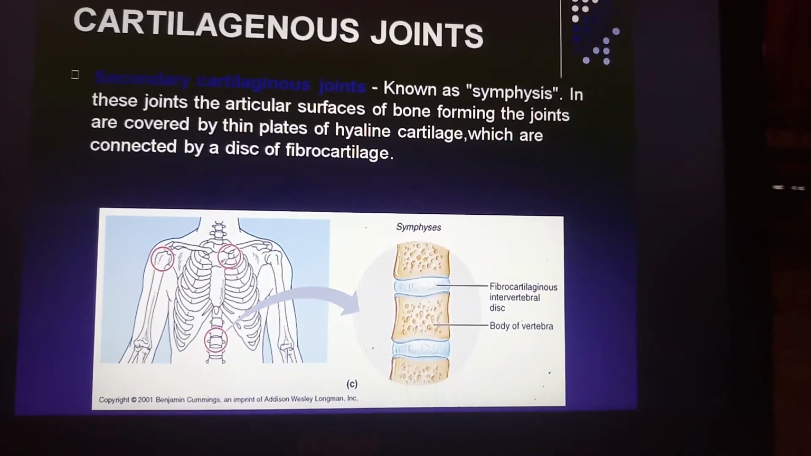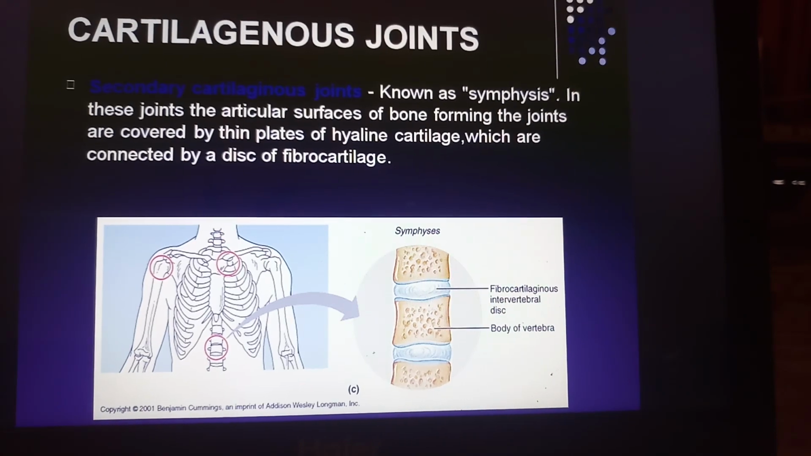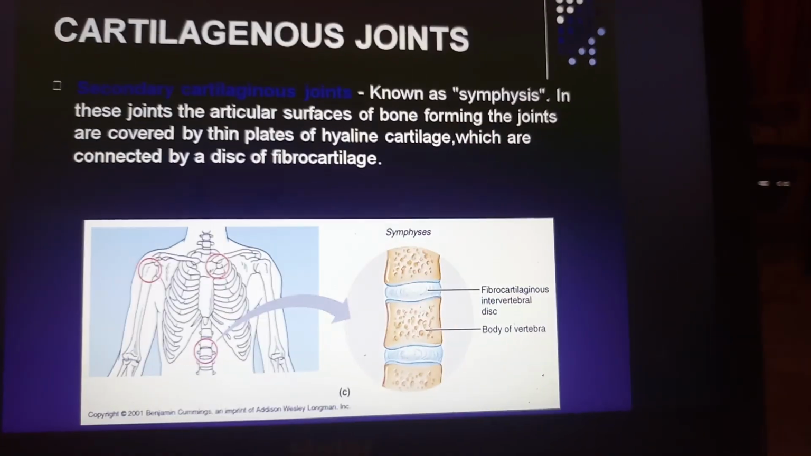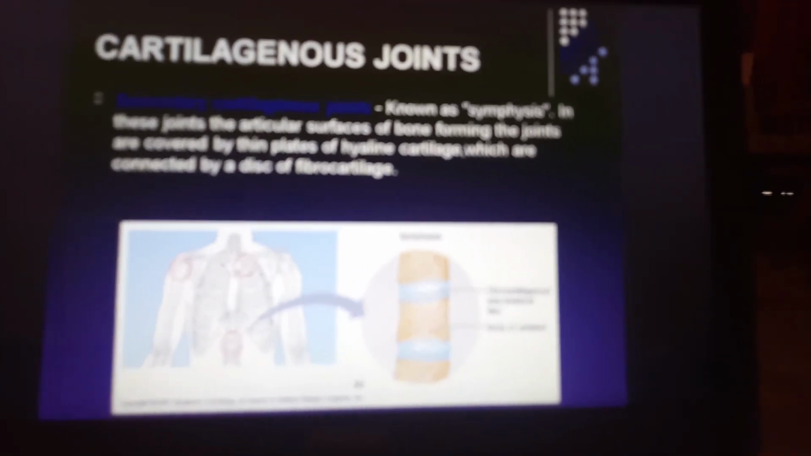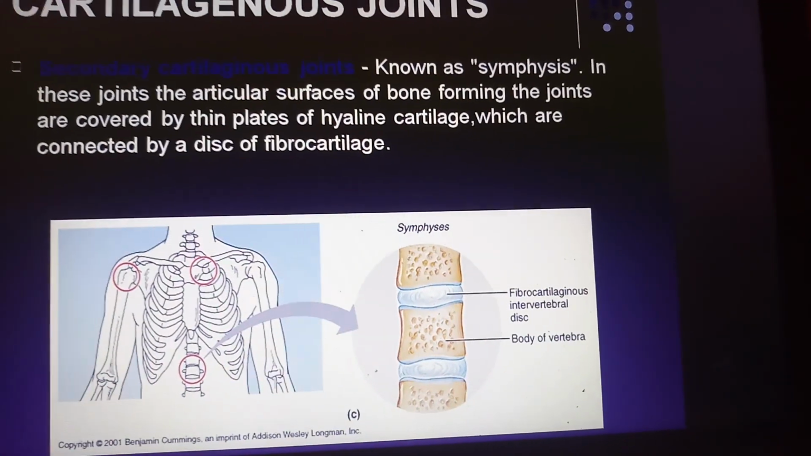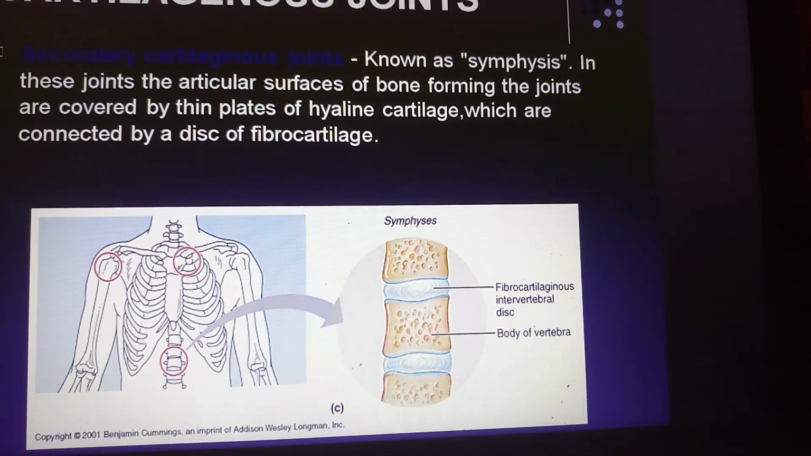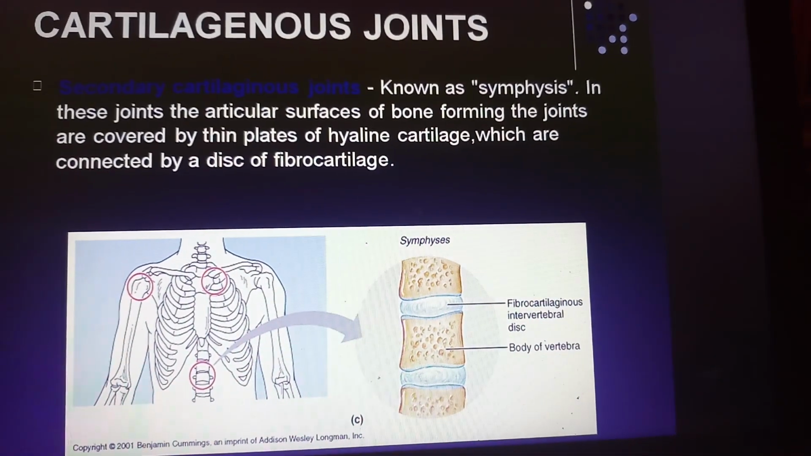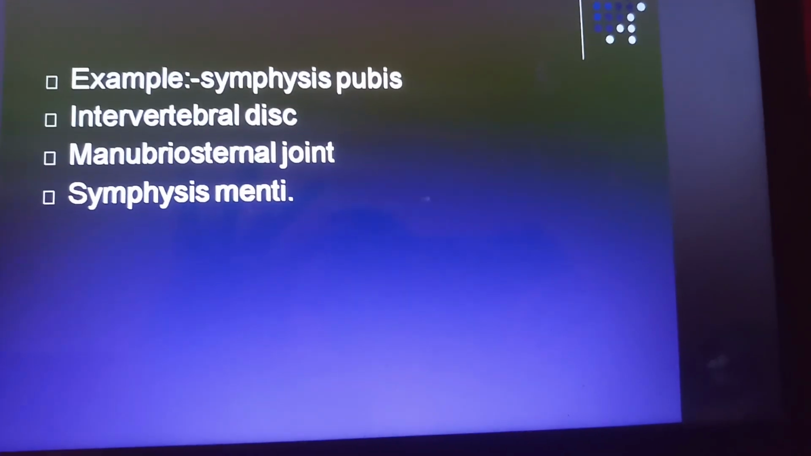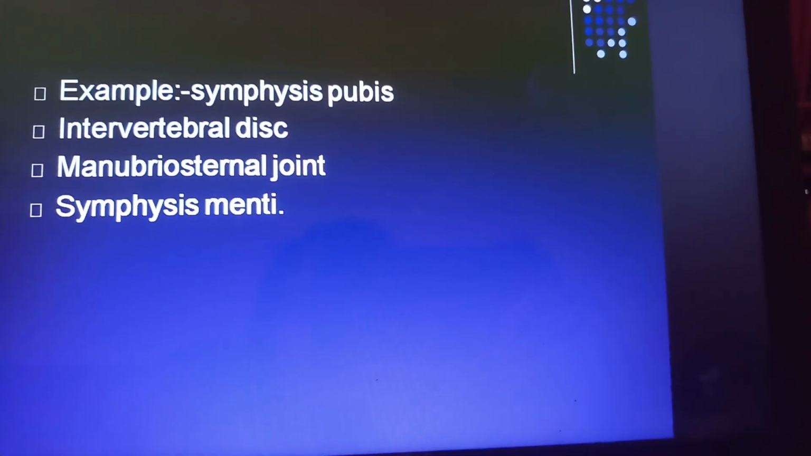The second type is the secondary cartilaginous joints, which are also known as symphysis. In these joints, the articular surfaces of the bones forming the joints are covered by a thin plate of hyaline cartilage, which are connected by a disc of fibrocartilage. Its examples are very simple. Do you know its example? Okay, I will tell you. The joint between the vertebrae. You can see here the fibrocartilaginous intervertebral disc between two vertebral bodies. This is one of the examples of the secondary cartilaginous joints, which are permanent joints. Some other examples are the symphysis pubis, the manubriosternal joint and the symphysis menti. These are a few examples of the secondary cartilaginous joints.